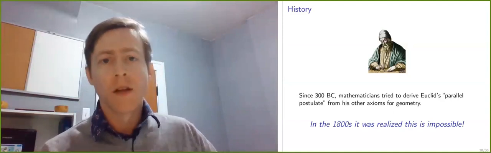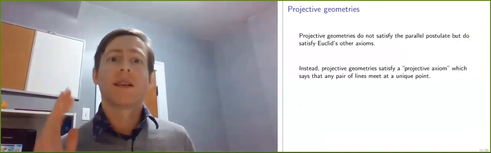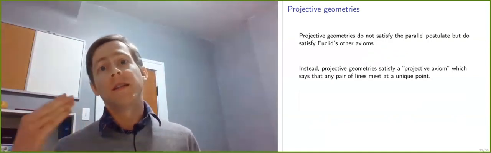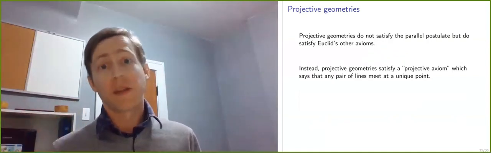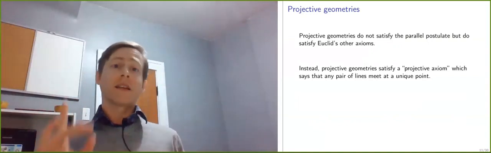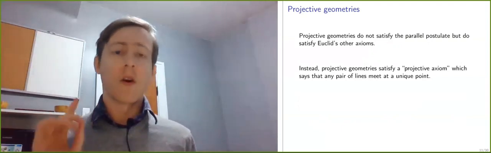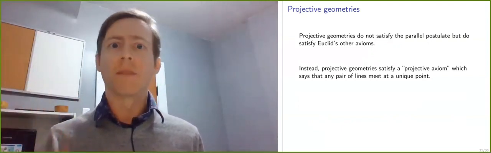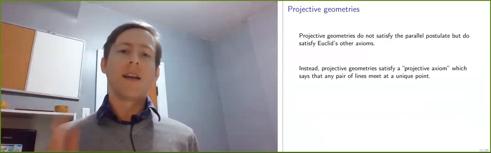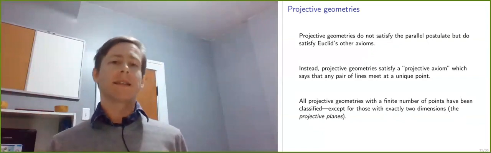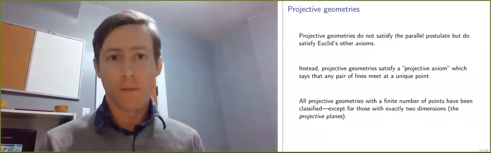It was impossible. The reason it was impossible is because there are alternative models of geometry where this parallel postulate will fail, because parallel lines won't even exist, which is very counterintuitive. But in fact, in a projective geometry, all lines are going to meet somewhere. You can replace Euclid's parallel postulate with a projective axiom saying any parallel lines are going to meet at a unique point. Once you know that these things exist, you could go about trying to classify them.